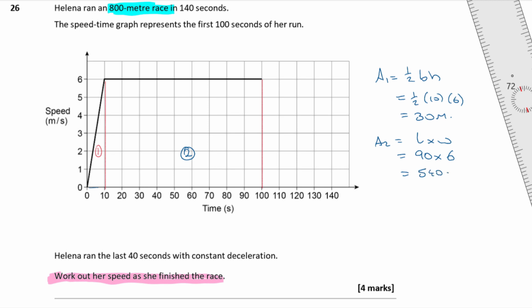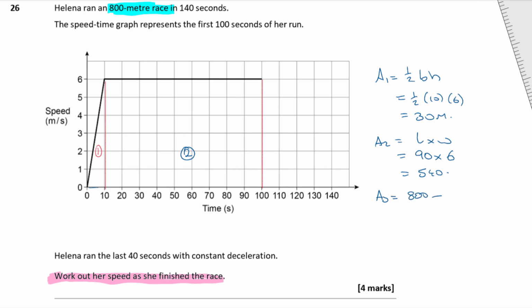So altogether, from sections 1 and 2, she's done 540 plus 30. So the remainder, area 3, is going to be the 800 meters, the entire length, minus those two, isn't it? It's going to be minus 540 and 30. So we know then that the area of the trapezium is going to have to be 800 take away 570, which is 230, isn't it? So the area of the trapezium has to be 230.